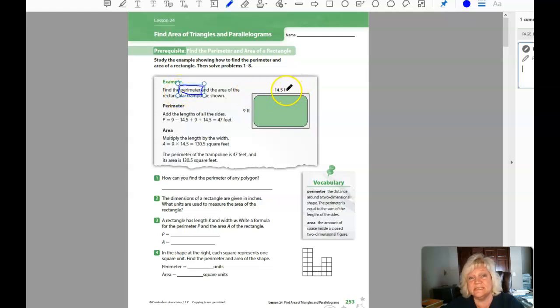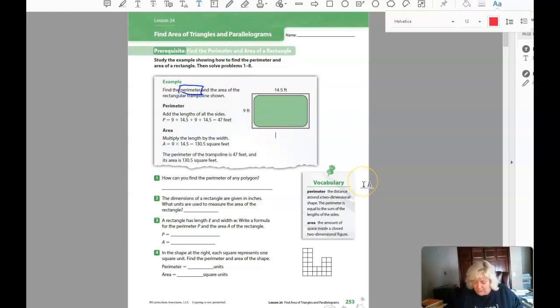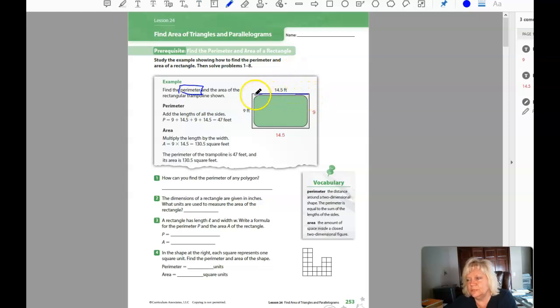Perimeter means if this side is 14.5, guess what this side is? It's going to be 14.5 as well. And if this side over here is 9, guess what this side is going to be? It's going to be 9 as well. So to find the perimeter, we add all 4 of the sides together. That's how we find the perimeter. It's like I would have to walk. So if I walked and I measured, this side would be 14.5 feet. And then I would keep on walking, and this side would be 9 feet. And then this side would be 14.5 feet, and I'd keep walking, it'd be 9 feet. So that's the perimeter. The area, that was the perimeter.